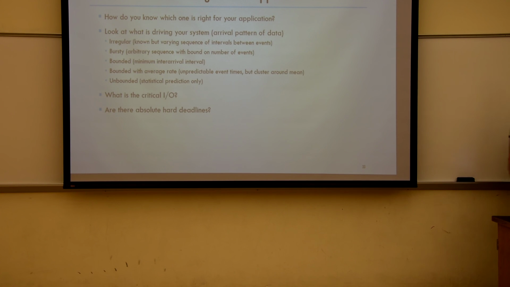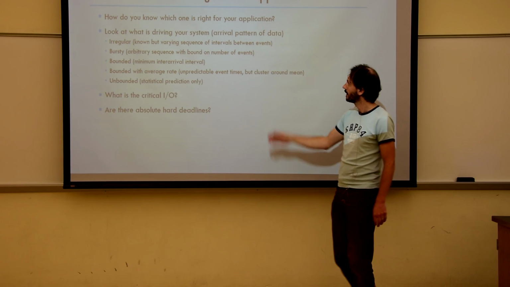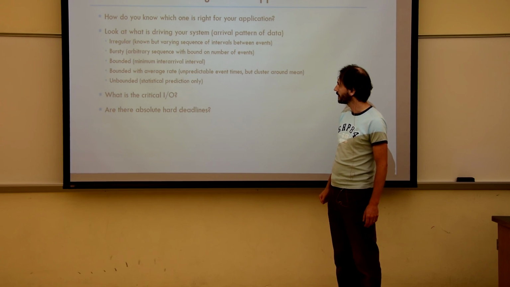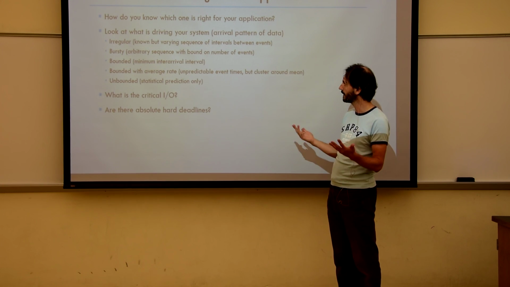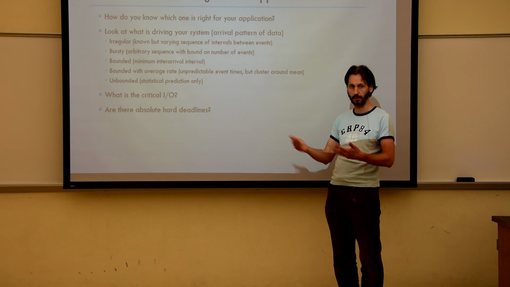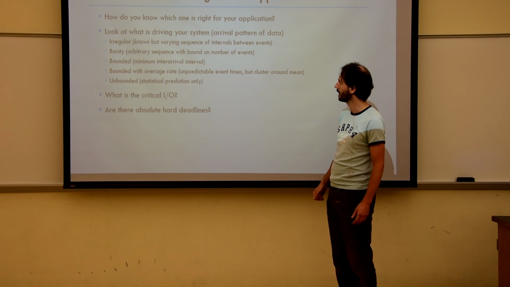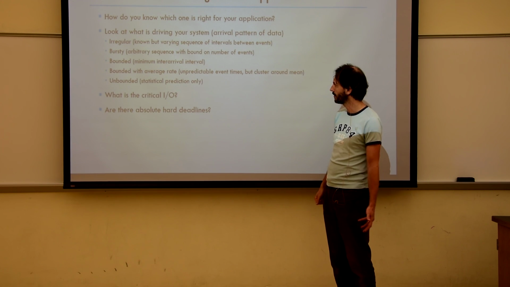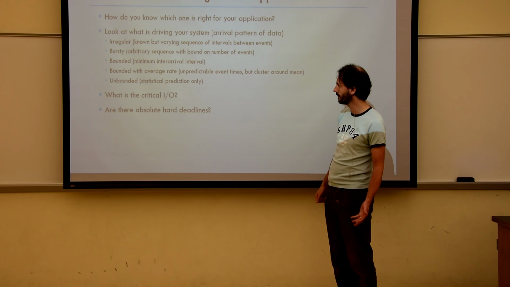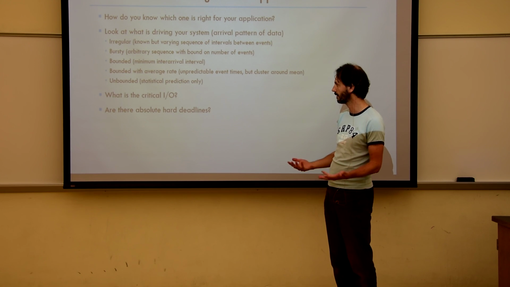So how do you choose one? How do you know which one is right for your application? You have to look at what is driving your system. What's the arrival pattern of interrupts or data? Is it irregular? Is it bursty? Is it bounded with an average rate, unbounded, and so forth? What is the critical I/O?